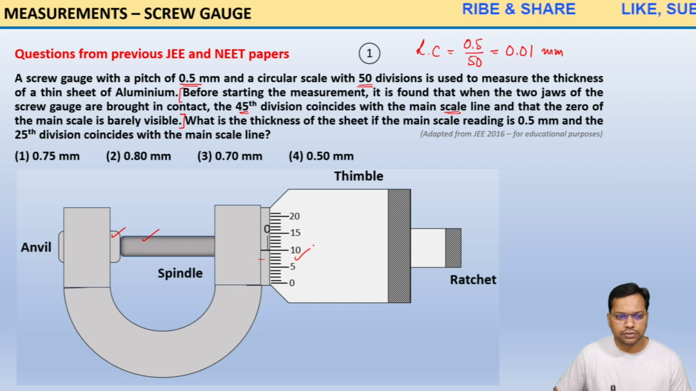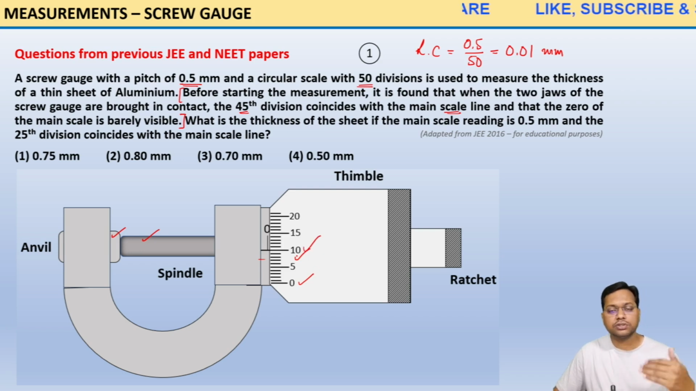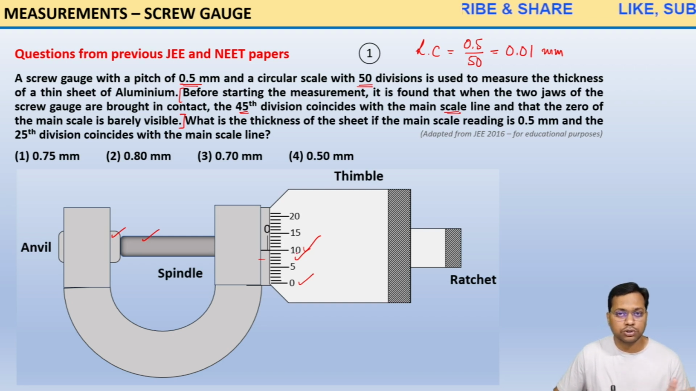Otherwise, if you just look at the circular scale only, and if you take the circular scale in the horizontal manner, then the zero of the circular scale is coming to the 10th division. That means the zero of the circular scale is also shifted forward. If you take the circular scale horizontally, you can see the same situation. Both the zero of the main scale as well as the zero of the circular scale are shifted forward. In that way, you can understand the zero error of the screw gauge.